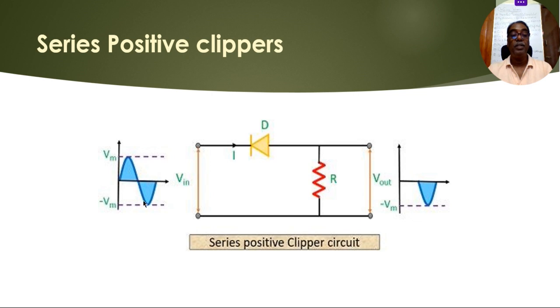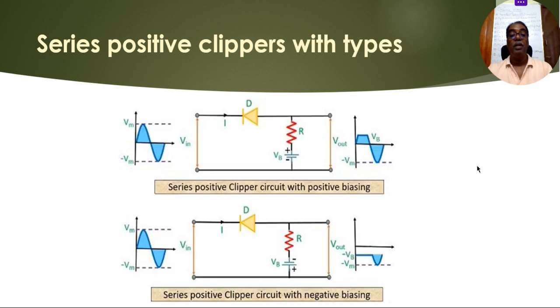But when the input is in the negative going cycle, then the diode acts as forward biased and the current flows through the circuit, and thereby a voltage will be generated that is equivalent to the applied voltage. Therefore, you have only the negative portion available, the positive portion is completely clipped.